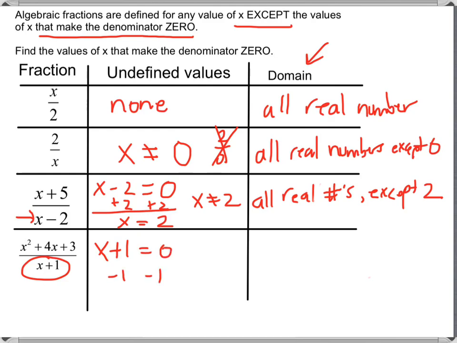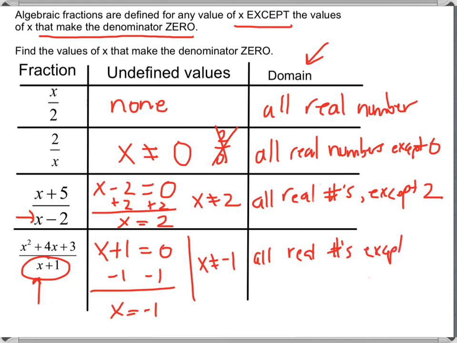If we solve this little equation here, we'd say that if I substituted -1 in here for x, that's going to make the denominator 0. So that's what we cannot allow. So x cannot be -1. So we have all real numbers except -1. Those are what's allowed.